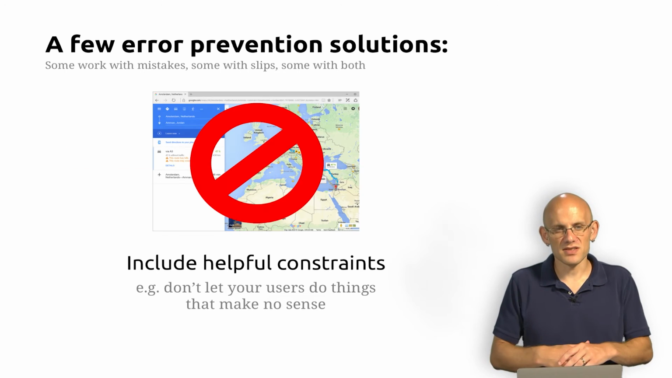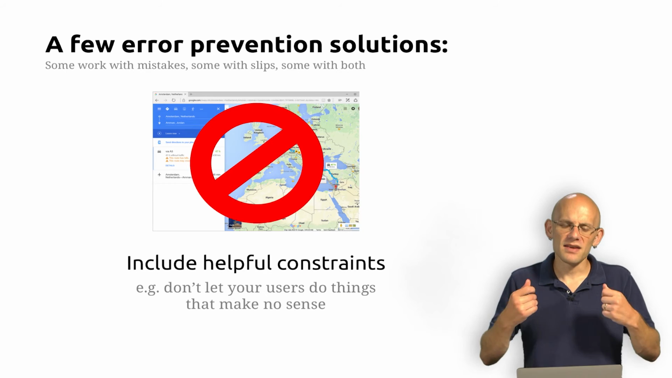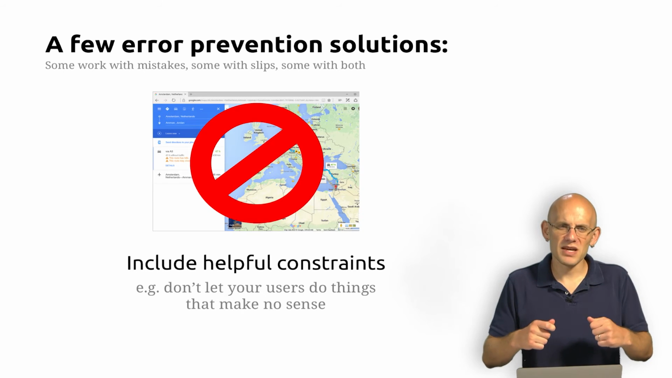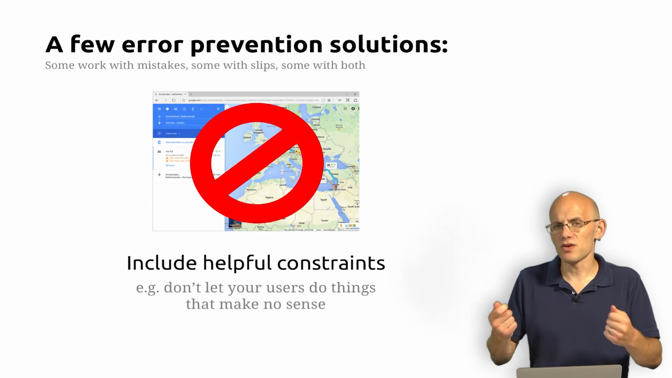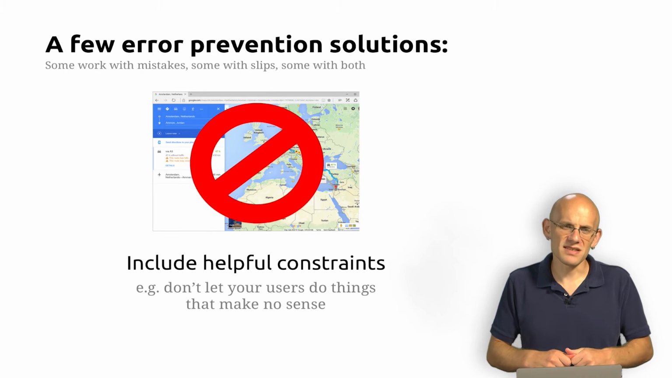Another version of this constraint might be to say, hey, user, we don't think we can route you to Jordan right now because you have to go through Syria, or we can't give you the fastest route.